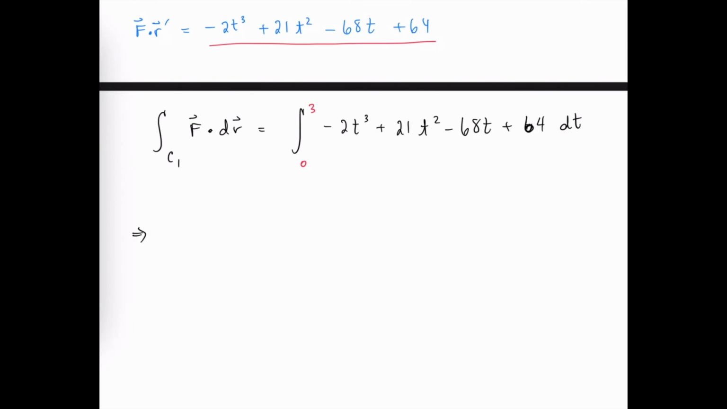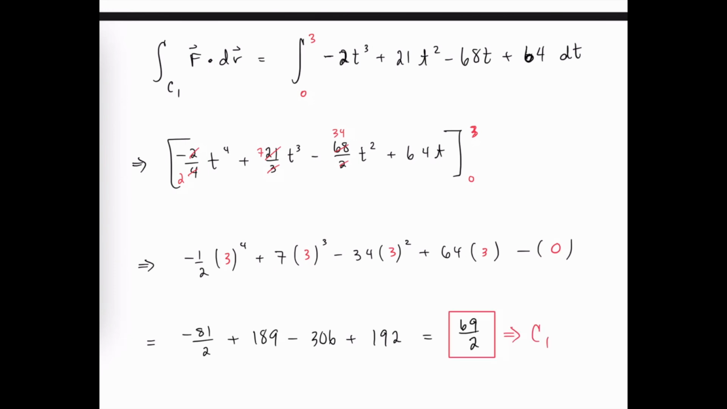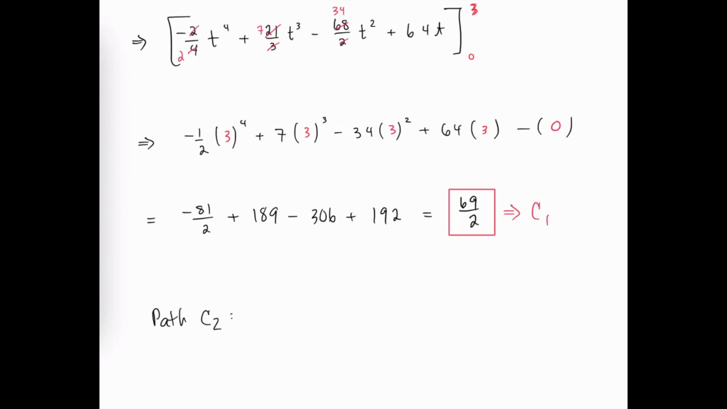And we have a nice polynomial here. And we'll evaluate this antiderivative from 0 to 3. And then we plug in the upper limit to this antiderivative. The lower limit of 0 plugged into the antiderivative is just going to be 0, which simplifies down to being 69 halves, which is the value of this line integral along path C1. So then we can say that along path C2, this line integral must be negative 69 over 2.